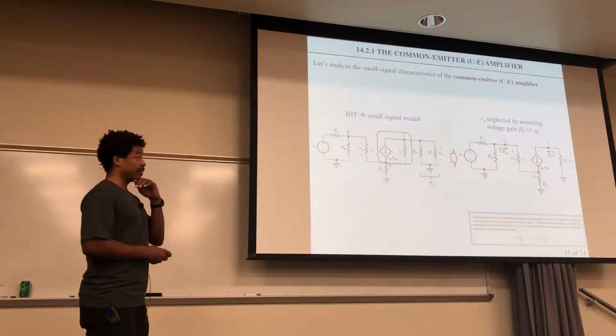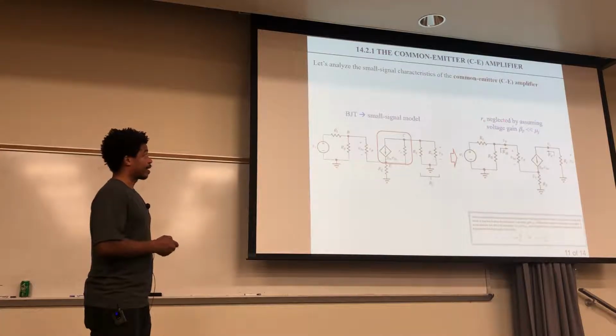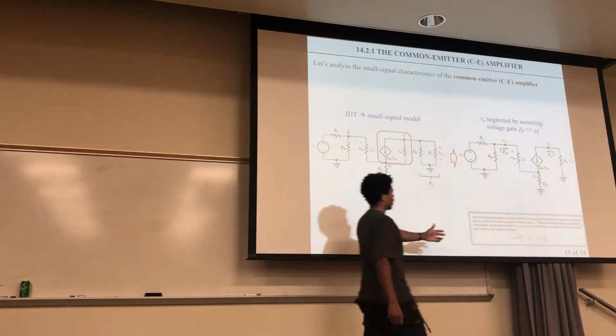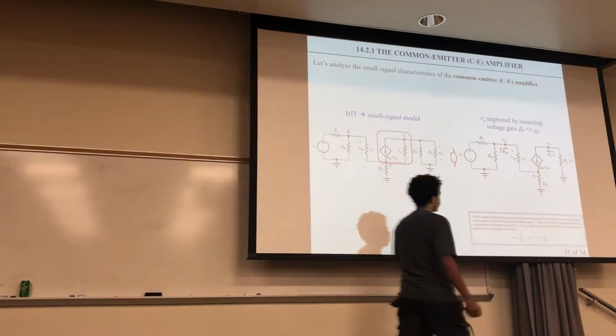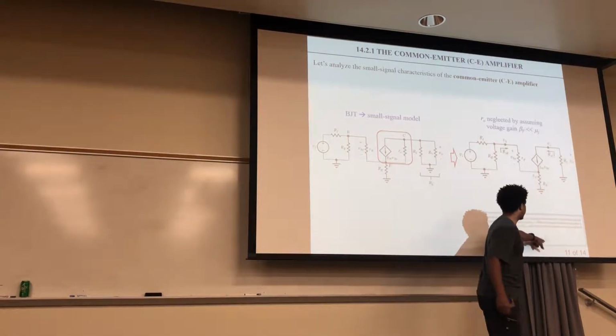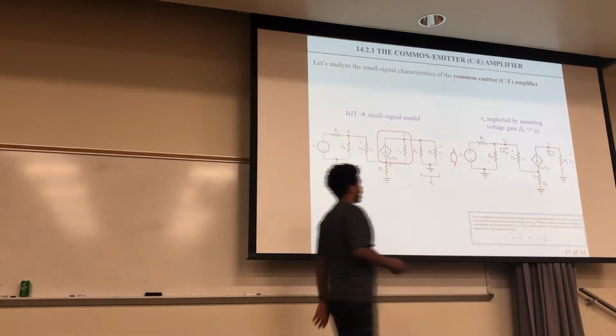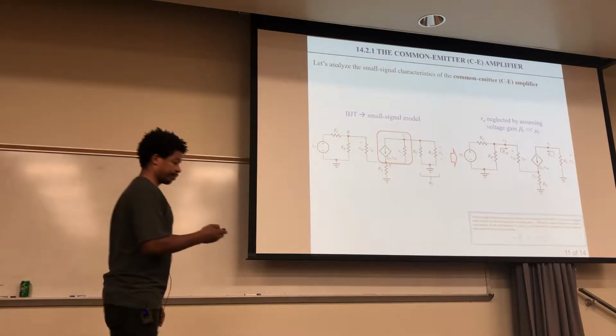Now, if you can't neglect that, then here are some approximations that you can make for R0. It could be your early voltage over your IC, your collector current, or it could be this 1 over lambda ID if you're looking at the FETs.